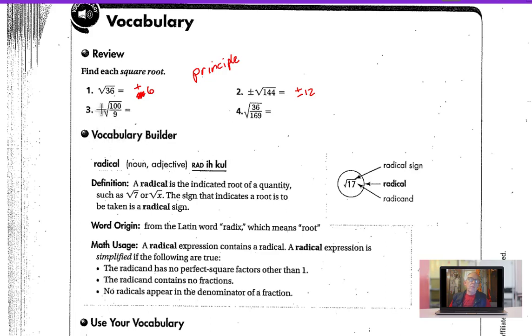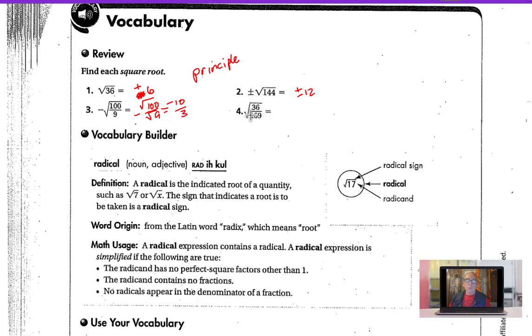Here we want the minus square root of 100 over 9. We can look at it as the square root of 100 over the square root of 9 with a negative sign out in front. Square root of 100 comes out as 10. Square root of 9 comes out as 3. And we got our negative sign out in front, so negative 10/3.